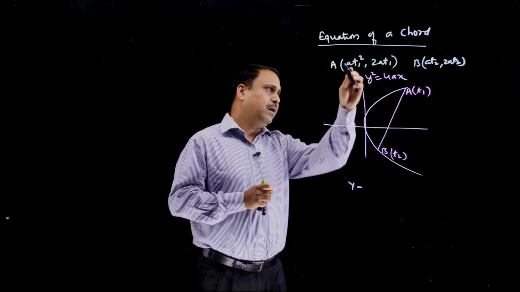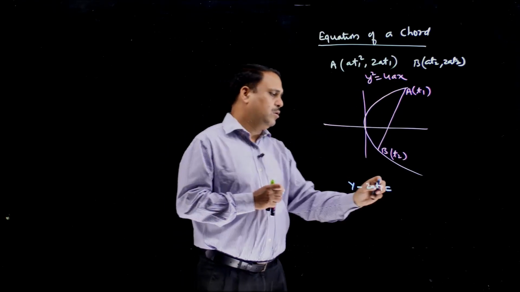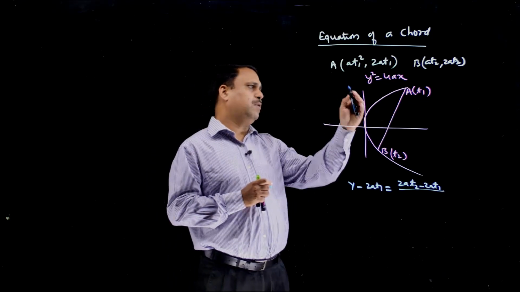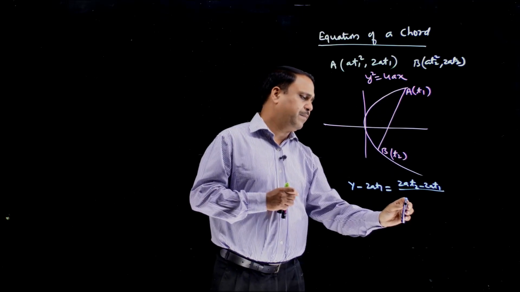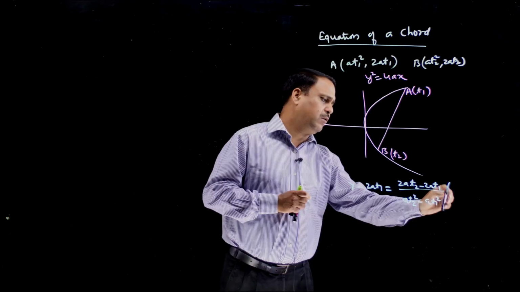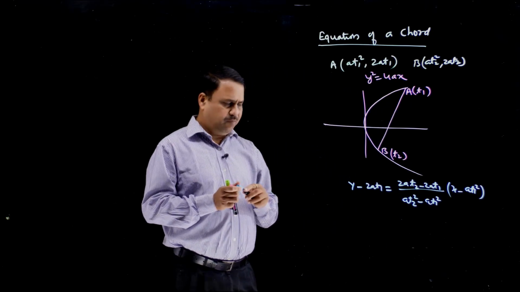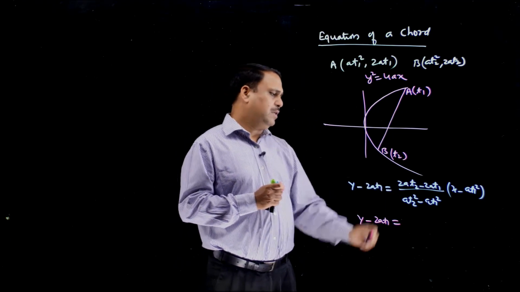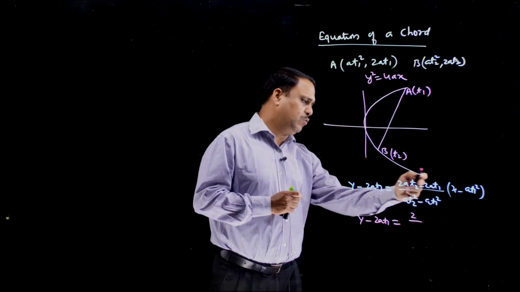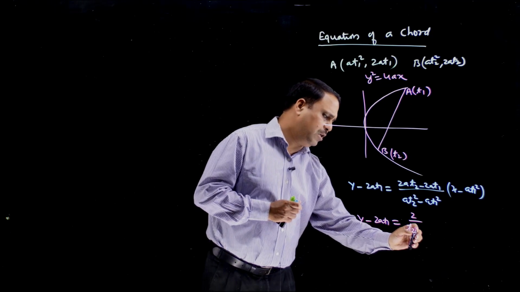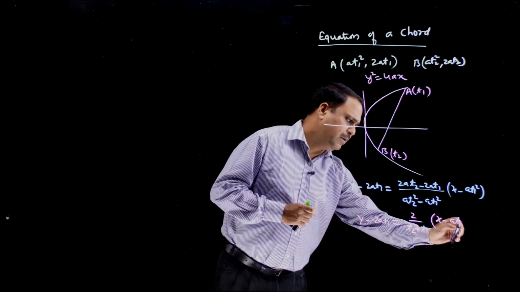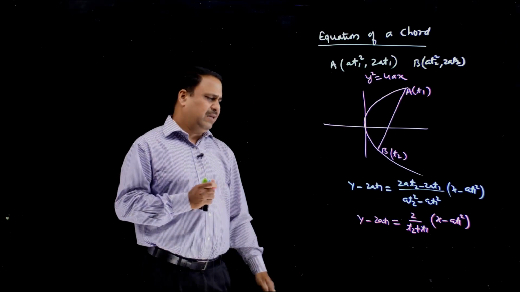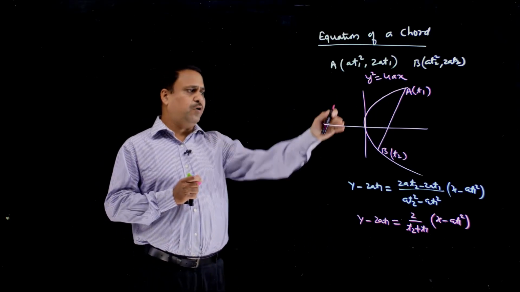So y minus 2a t1 is equal to (2a t2 minus 2a t1) upon (a t2 square minus a t1 square), that is y2 minus y1 upon x2 minus x1, into (x minus a t1 square). This you can simplify, a will cancel. So you can write y minus 2a t1 is equal to 2 upon (t2 minus t1) into (t2 plus t1), 2 is outside. So t2 minus t1 will cancel. We are left here with 2 upon (t2 plus t1) into (x minus a t1 square). This is the equation of the chord of the parabola. You can simplify also, multiply. So that will give the equation of the chord of the parabola joining any 2 points t1 and t2.